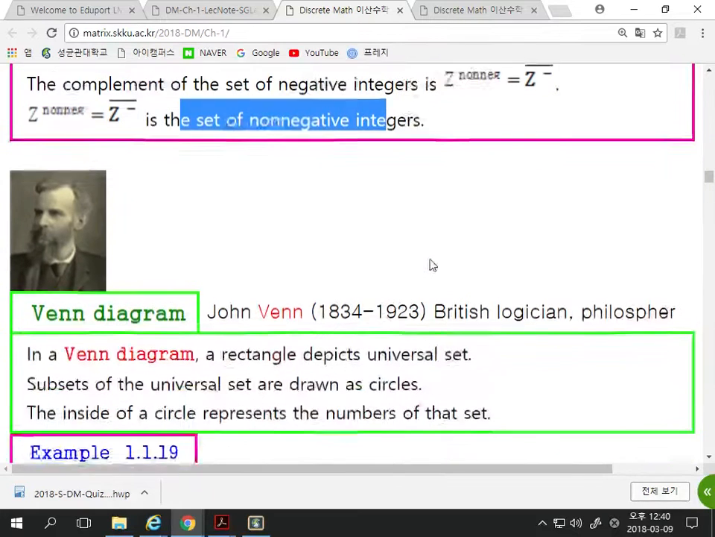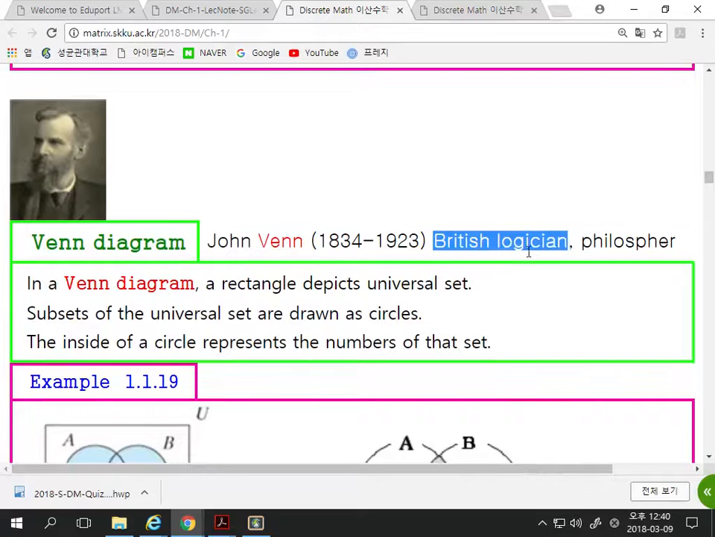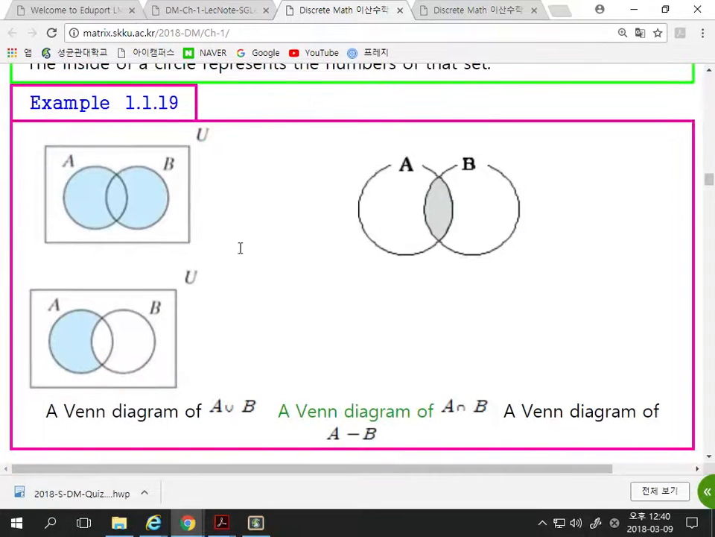Okay. Anyway, next is Venn diagram. Venn diagram was invented by John Venn, who was a British logician and philosopher. And you know what this means. This is the union of A and B, and this is A minus B, and this is the intersection of A and B.